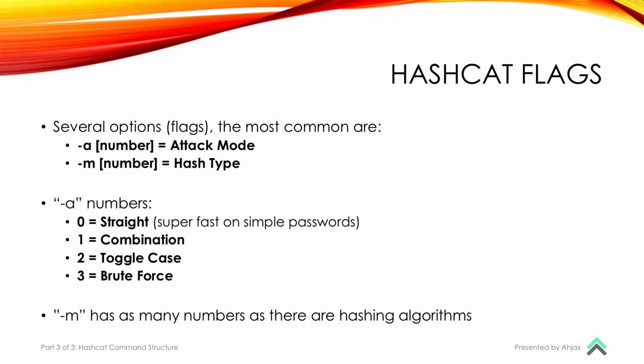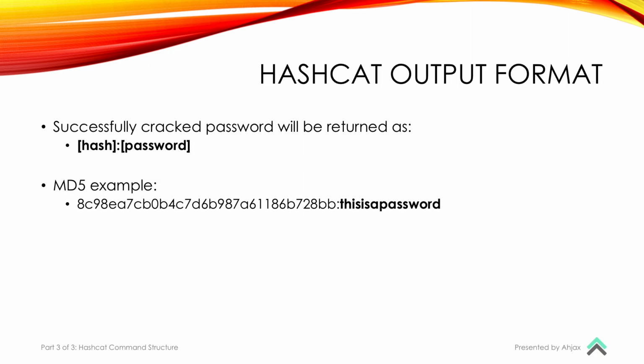-m stands for hash type and is followed by a number. This number relates to the hashing algorithm that was used to encrypt your target. Because there are a lot of hash types, you'll need to look up the specific ones you need. You can either do this by Googling or buying some books, but in this tutorial we'll provide you with all of the numbers and flags that you'll need to use to be successful.